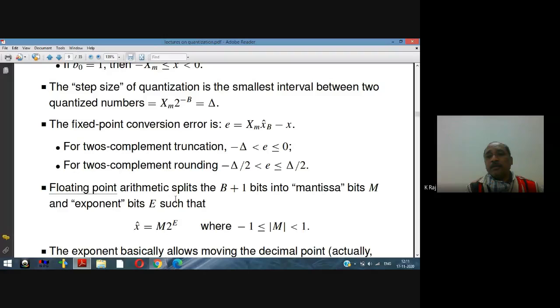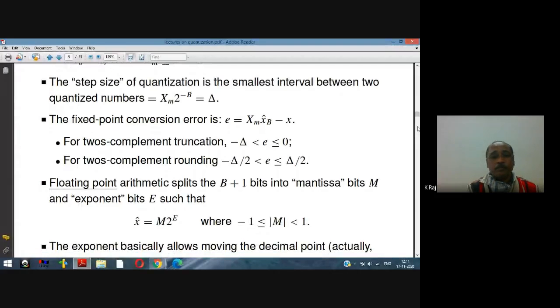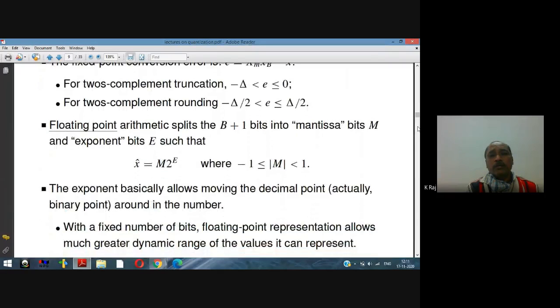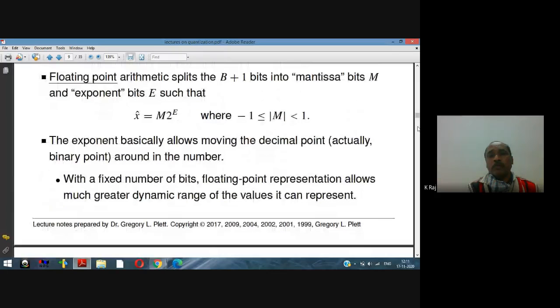Floating point arithmetic splits the b plus 1 bits. As we know, if we consider floating point, then we have to consider two sections. One is the exponent, the second one is the mantissa. And the modified value of x, that is x hat, may be represented in this manner: m times 2 to the power e, where the magnitude of m will be in the range minus 1 to plus 1 here. Now, the exponent basically allows moving the decimal point, meaning the location and position of the decimal point will be decided with the help of the exponent here.